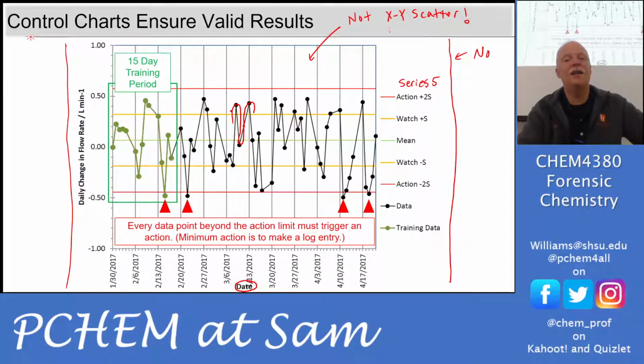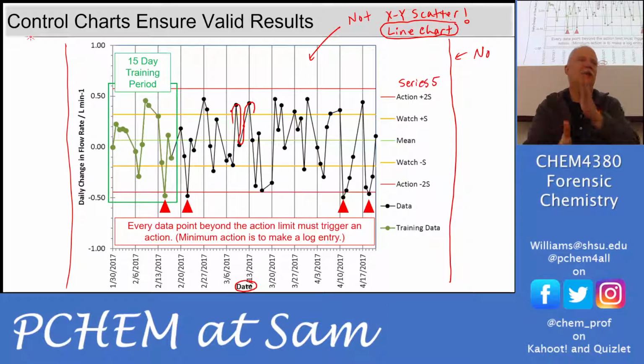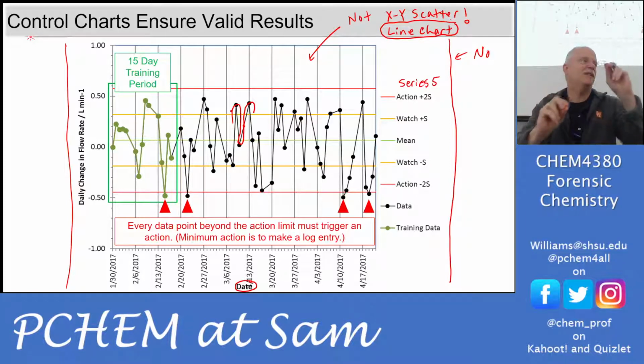Okay, this is a line chart. So when you go to make that chart, select line chart, because a line chart has categories on the x-axis, not data. So we don't have data points like y versus x. We have y versus date. It could be any category. It could be color. It could be text of any sort.